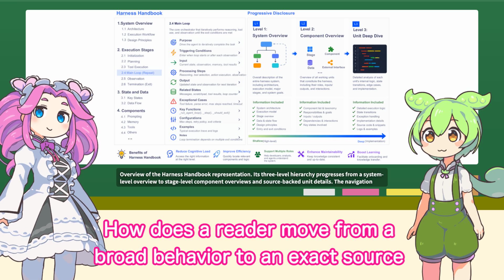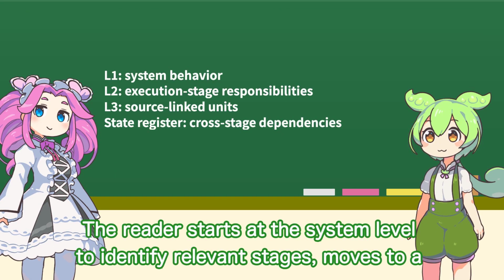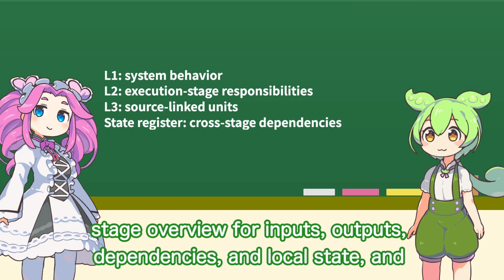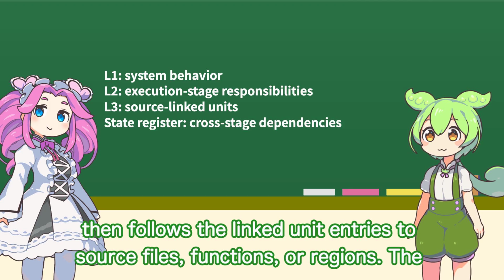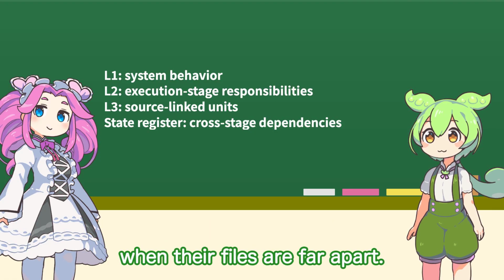How does a reader move from a broad behavior to an exact source location? The reader starts at the system level to identify relevant stages, moves to a stage overview for inputs, outputs, dependencies, and local state, and then follows the linked unit entries to source files, functions, or regions. The state register adds stages that are coupled through shared state, even when their files are far apart.